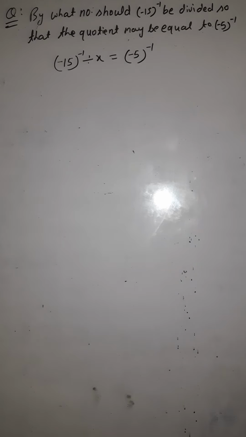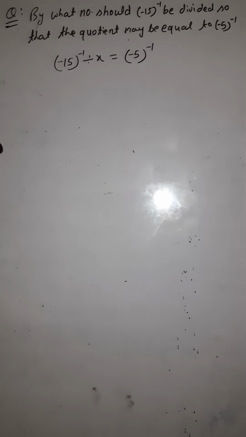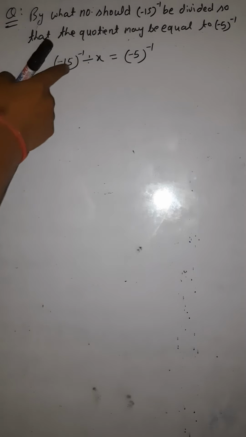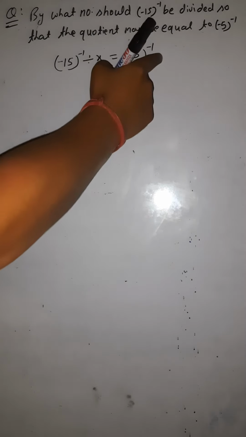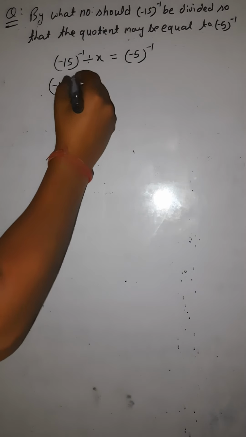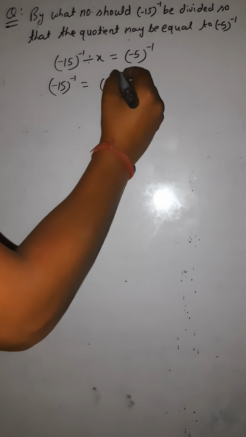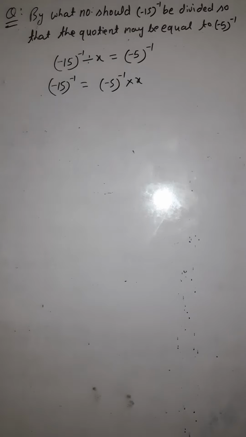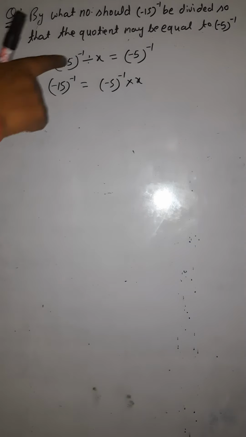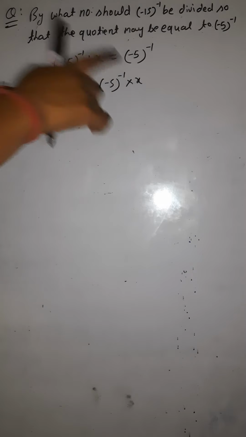Okay, so now if you see, this x is dividing here, so this x would multiply there. Getting it or not? This x is right now dividing here, so this x would multiply there. So I would write this as (-15) raised to the power minus 1 equals, it can be written as, (-5) raised to the power minus 1 multiplied by x. Are you getting this or not? Right now this x is dividing, so it would multiply there. So I need the value of x.